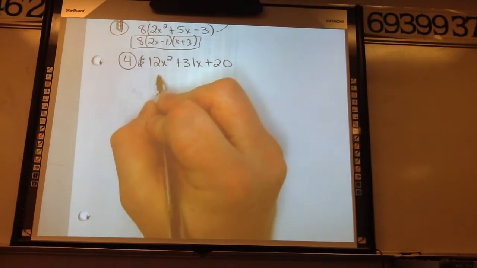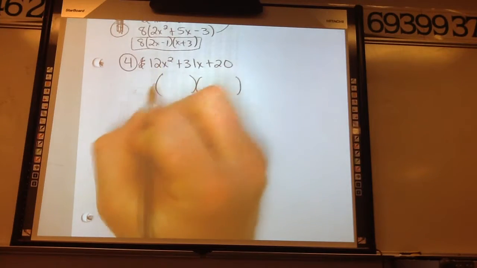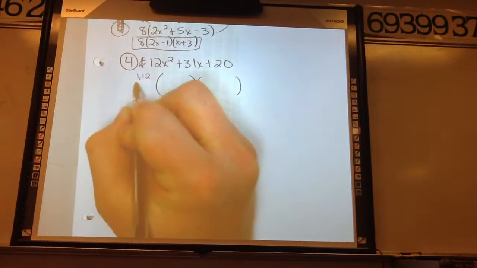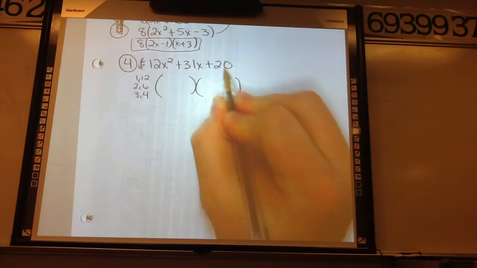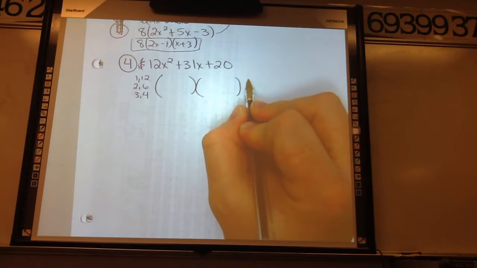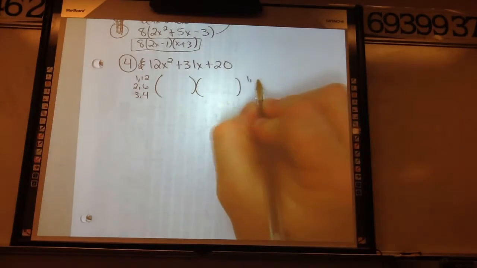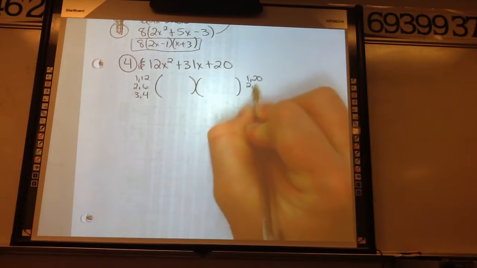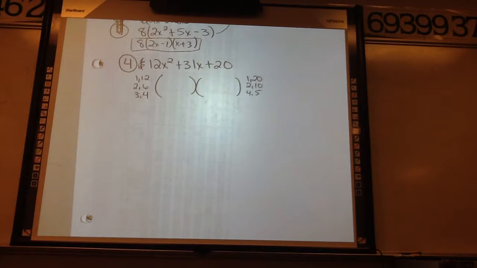Check this out. So like this. Think what multiplies to 12? 4 and 3, 2 and 6, 1 and 12. What multiplies to 20? 2 and 10, 1 and 20, 5 and 4. I would just work from low to high. 2 and 10 and 4 and 5. That's it, right? So now you just kind of guess and check.